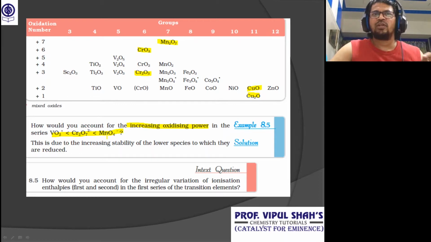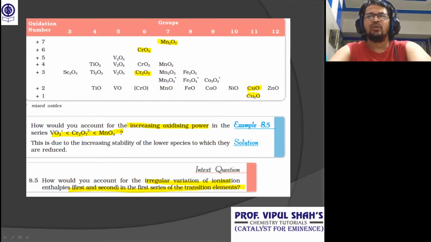Now see here, one in-text question. How would you account for the irregularities in the variation of IE of the first and second series of the transition elements? Now people, what is the reason for the irregularities? Simple, people. Stability rule. Empty d0, half filled d5, completely filled d10. These three, if this is achieved, then the IE values are much higher. That's the irregularities. Clear? So stability rule, empty, half filled and completely filled orbitals, they will be more stable.